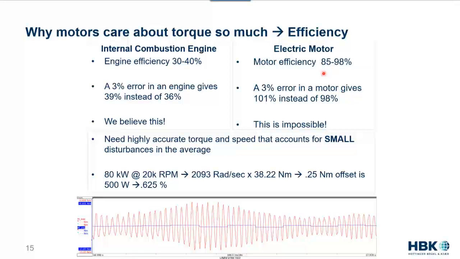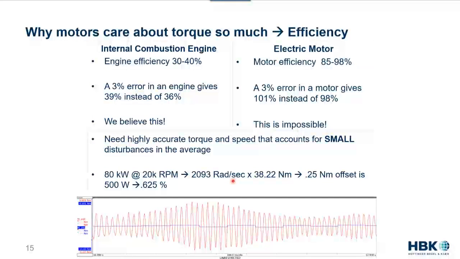But in the case of electric motors, motor efficiency can be in the range of 85 to 98%. Now, if we have a 3% error on a 98% efficiency, our system could tell us 101% efficiency. Obviously, that's not possible, right? We can't violate the rules of physics, and so our boss isn't going to accept that result. So having an accurate efficiency measurement in the world of electric motors is much more critical.